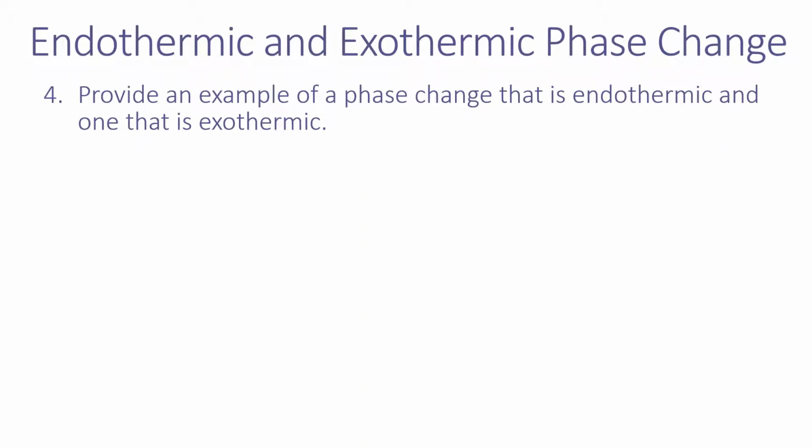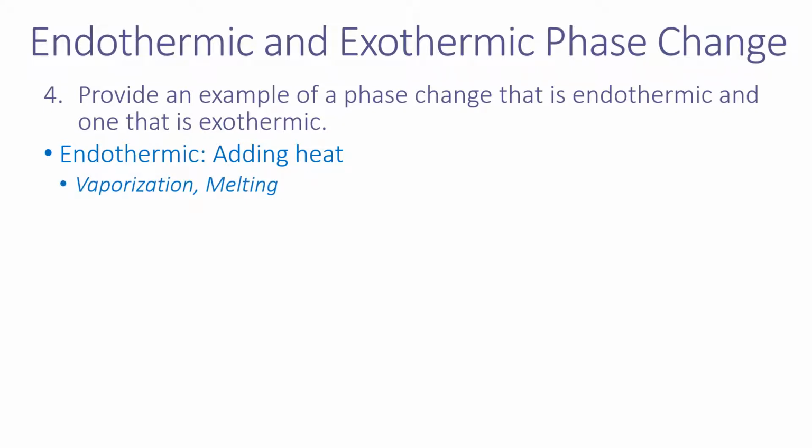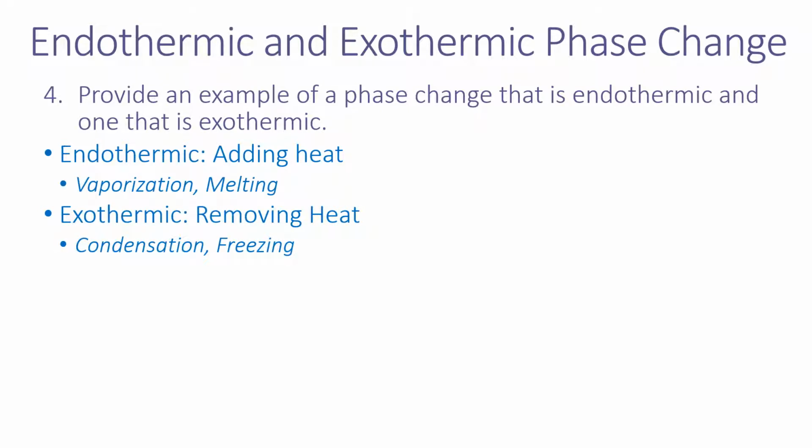Number 4, provide an example of a phase change that is endothermic and one that is exothermic. So endothermic are going to be phase changes where we have to add heat, so vaporization, melting. Exothermic is where we have to remove heat, so that's going to be things like condensation and freezing.